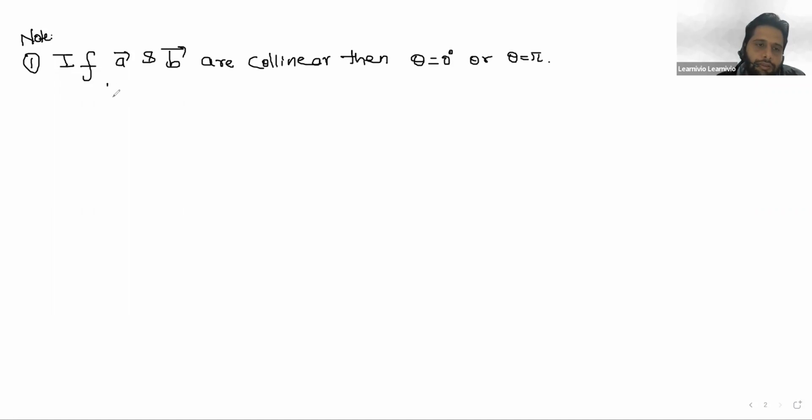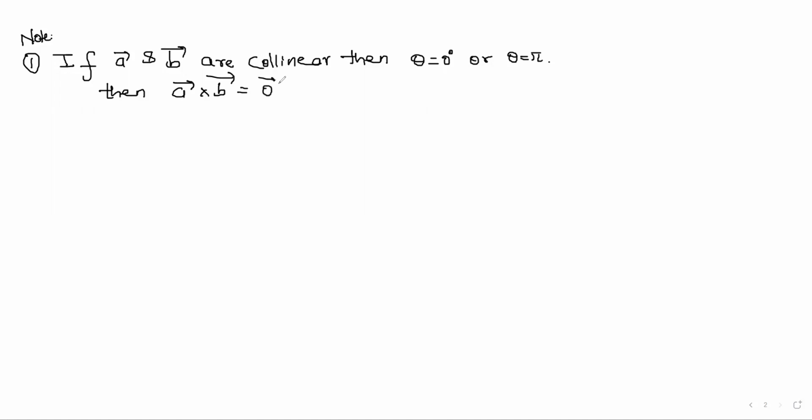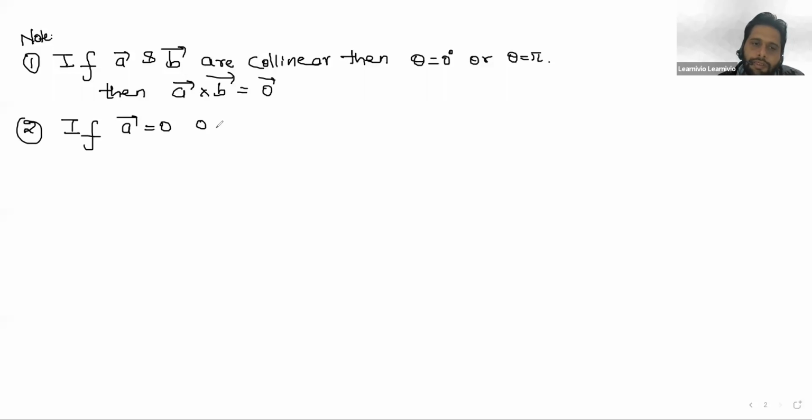Then A cross B will be equal to, can anyone tell me what will be A cross B if theta is 0 or pi? 0. Very, very good. It is 0, because we have AB sine theta. So theta is 0, so the whole will become 0. If A is equal to 0 or B is equal to 0, then A cross B will also be equal to 0.